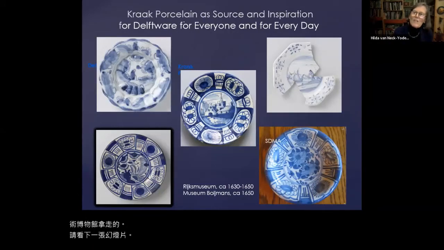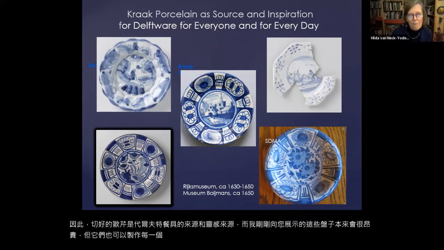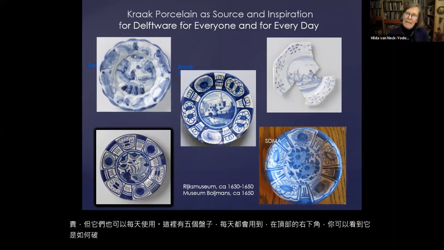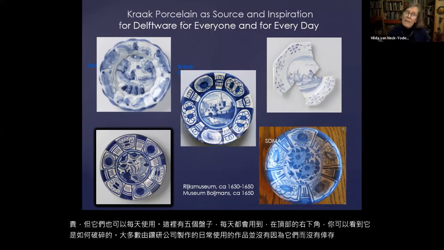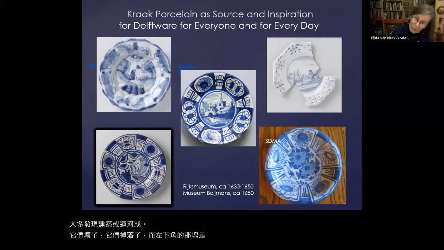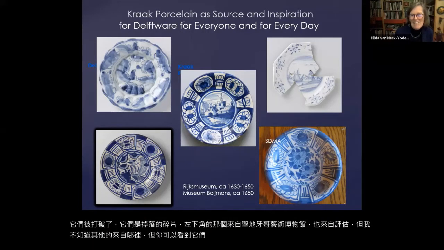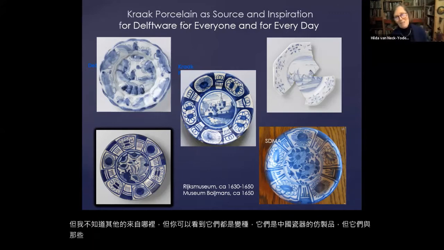So Kraak porcelain is then a source and inspiration for Delftware. And these plates that I just showed you would have been expensive, but they also make for everyday use. And here are five plates that would be used every day. And on the right-hand corner at the top, you can see how it's broken. Most of the pieces that were made by Delft for everyday use have not survived because they were used for everyday use. And so they're mostly found in cesspits or in canals, or they're broken, they're all in pieces. And the one on the right bottom is from the San Diego Museum of Art. And that also came from a cesspit. I don't know where the other ones came from, but you can see that they're all variations, and they're imitations of Chinese porcelain, but they're not like the ones that I just showed you. This is everyday use. What did the upper class use? Next slide, please.